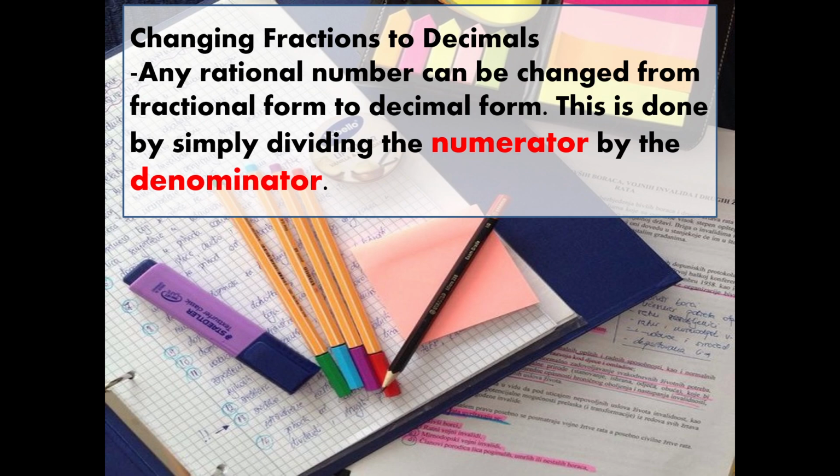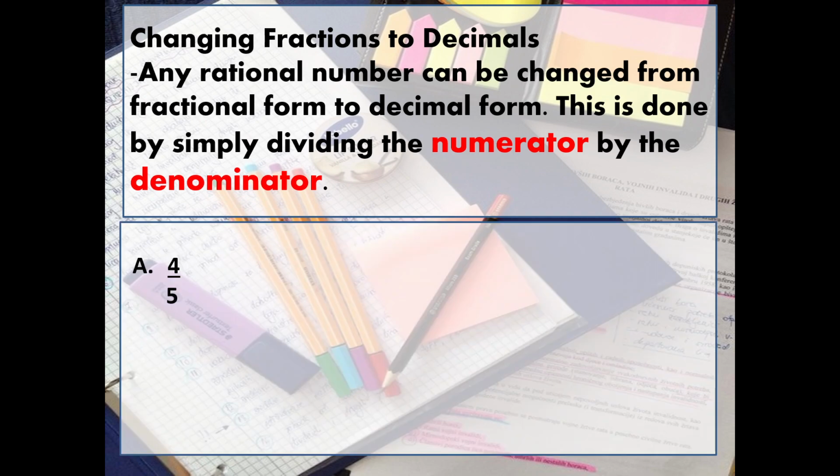Changing fractions to decimal. So, ito yung unahin natin. Any rational number can be changed from fractional form to decimal form. So, this is done by simply dividing the numerator by the denominator. So, magbigay tayo ng halimbawa. So, this is the fraction, the 4/5, and i-convert natin ito sa decimal.